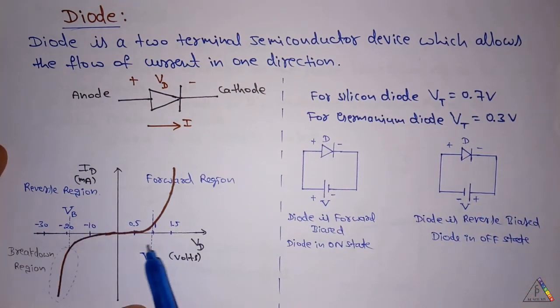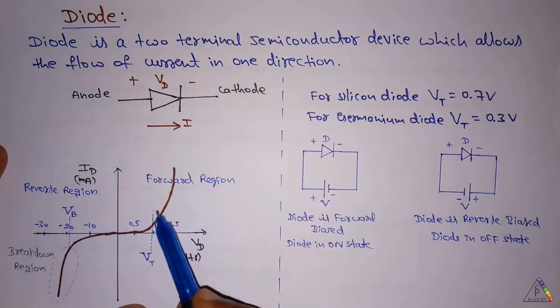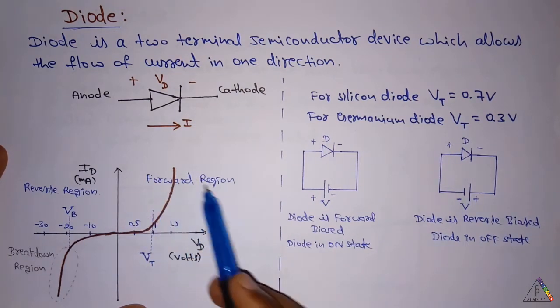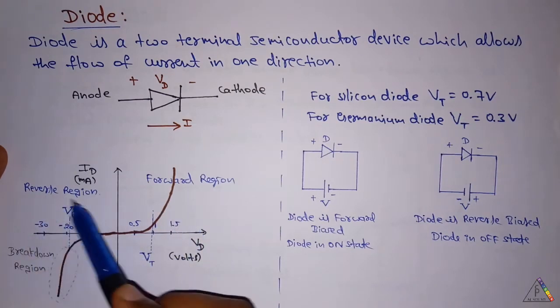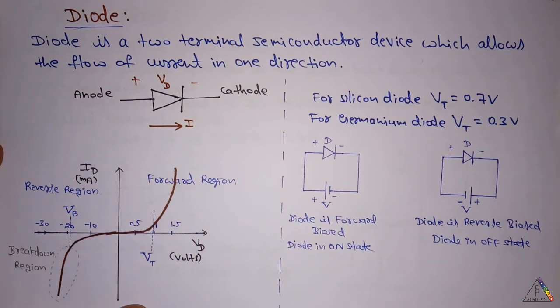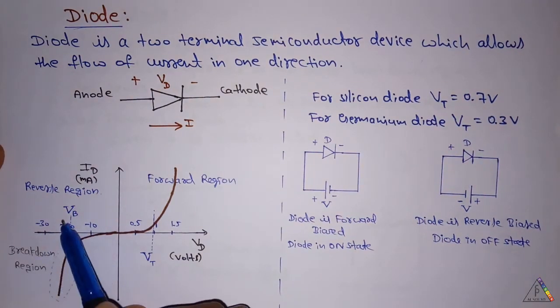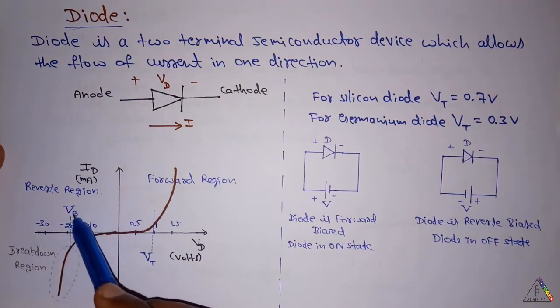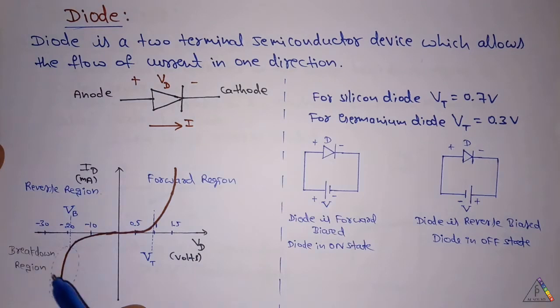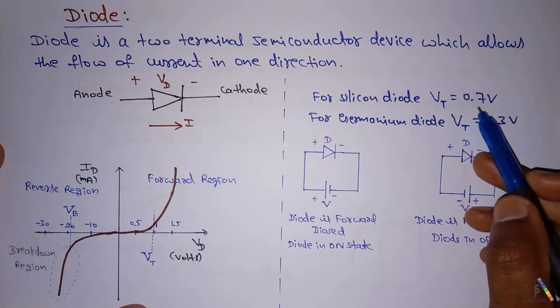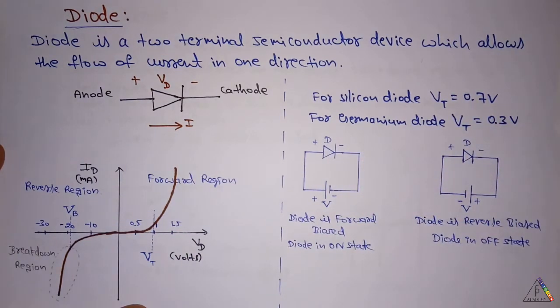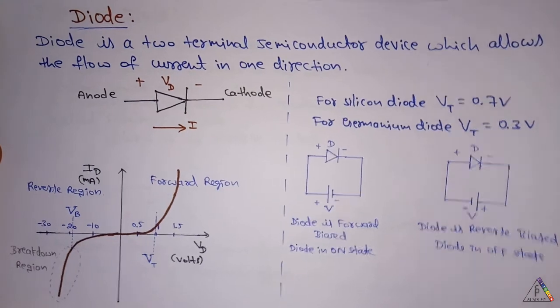This is the VI characteristics of the diode. As the voltage increases past a particular voltage Vt, the threshold voltage, there is an increase in current. This region of operation is the forward bias condition, and this region is the reverse bias condition. For a negative increase in voltage up to a particular voltage Vb, there is a negative increase in current, and this voltage is called the breakdown voltage, and this region of working is called the breakdown region. For a silicon diode, the threshold voltage is 0.7 volt. For a germanium diode, the threshold voltage is 0.3 volt.